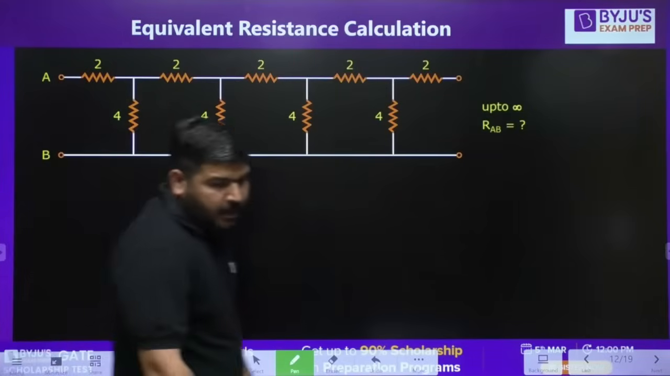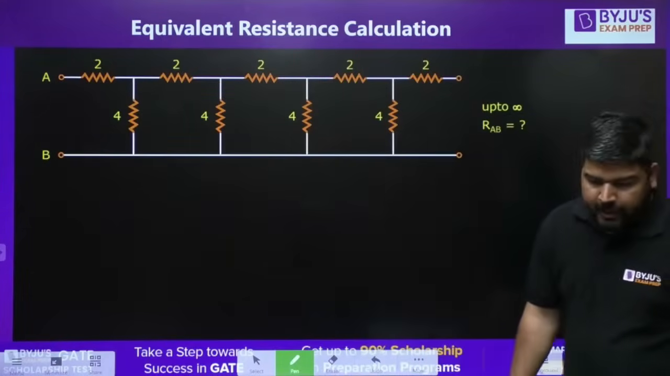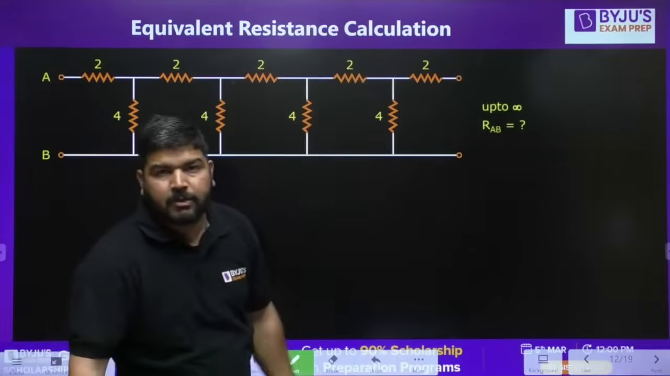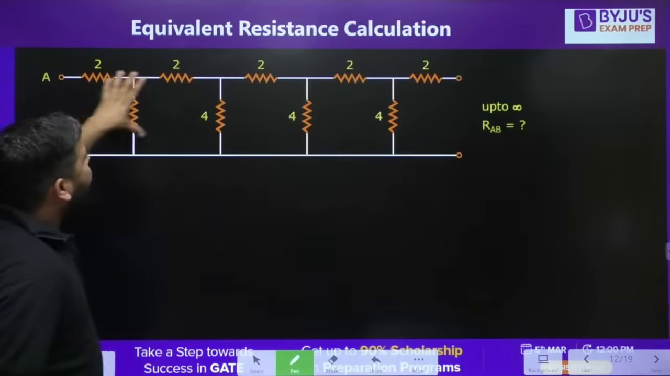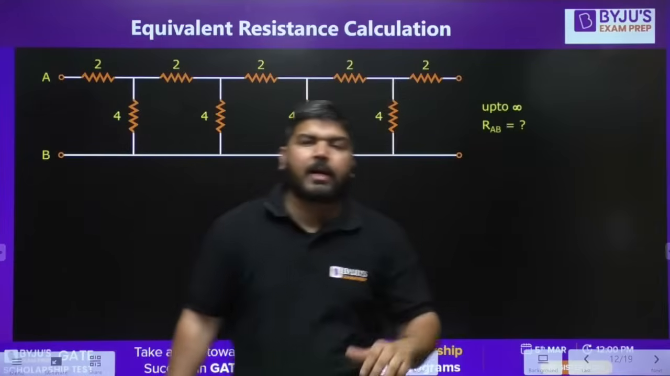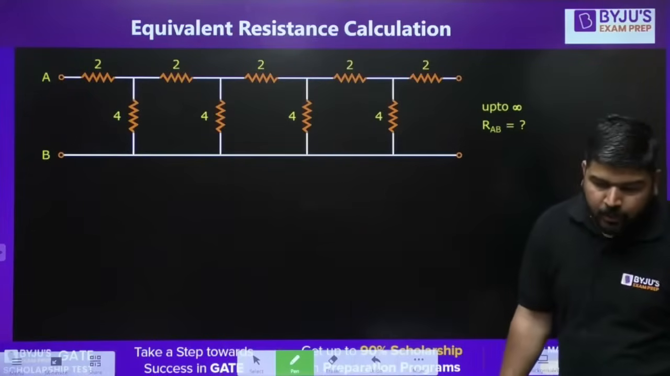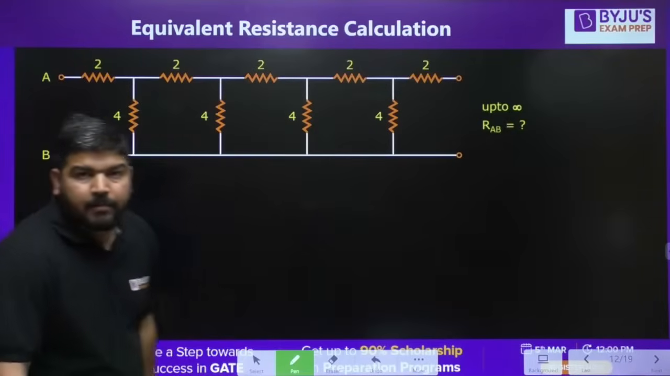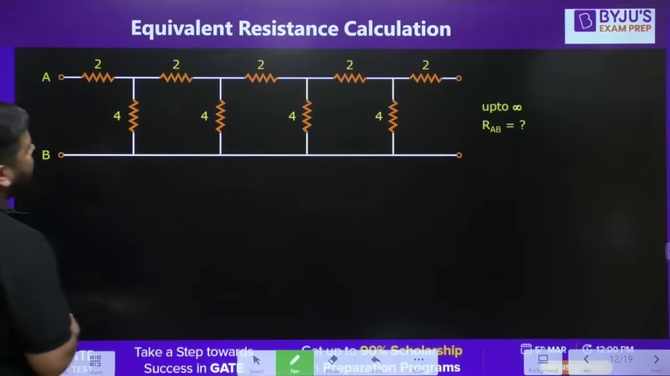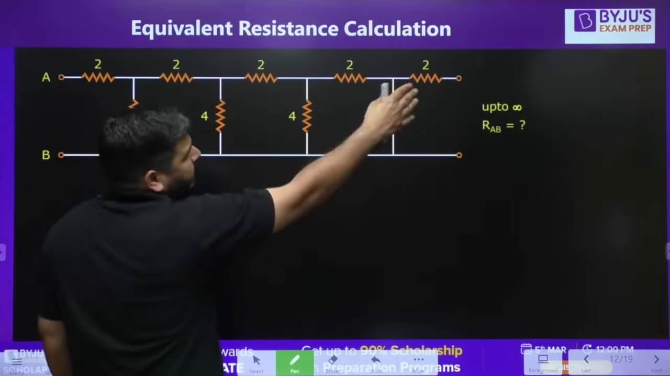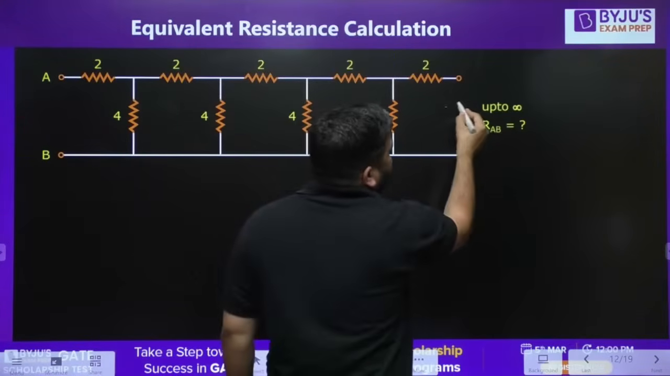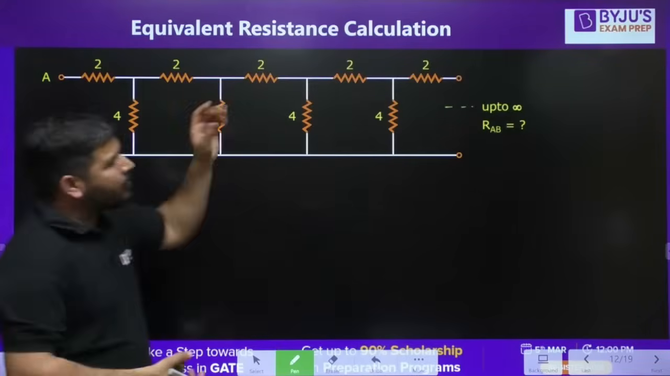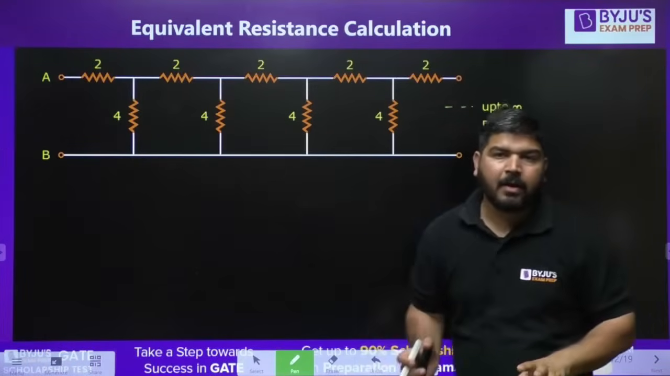The next thing is the infinite ladder. There is one more case in which we will try to understand the infinite ladder situation. Let's say there is an infinite ladder and we need to calculate its equivalent resistance. How to calculate it? Again, it's very simple. Look, this is an infinite ladder. It is up to infinite. Now you can calculate the equivalent resistance easily.